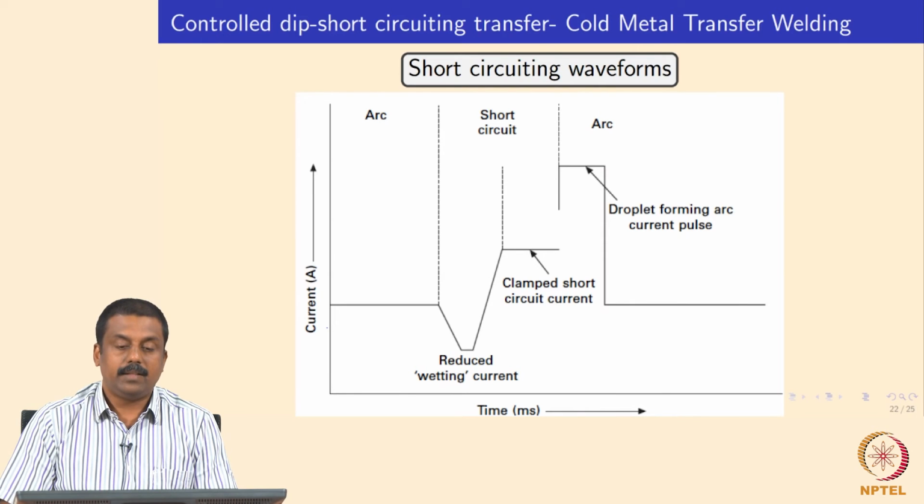So one of the recent developments, which is coming up very widely in the automotive industries, is the controlled dip short circuiting transfer welding process. One such process is commercialized by a very famous welding company, and the trade name is cold metal transfer welding, CMT. You must have heard about it. In CMT, the process is technically known as the controlled dip short circuiting metal transfer process.